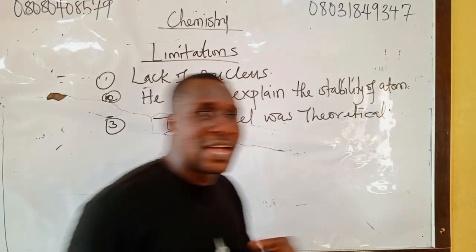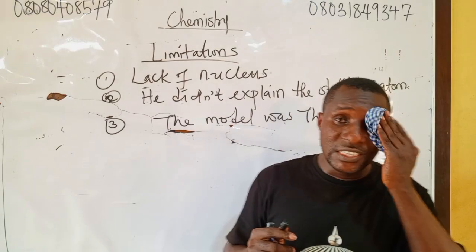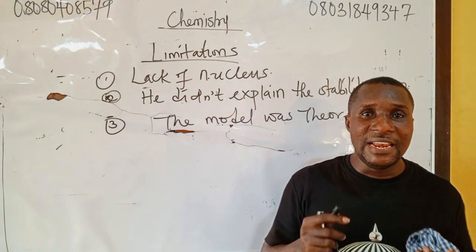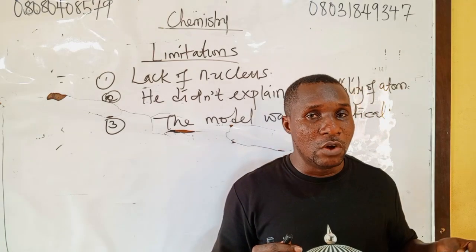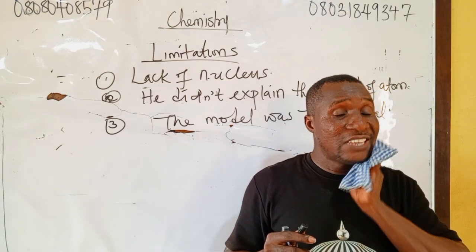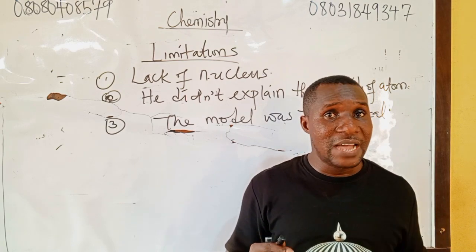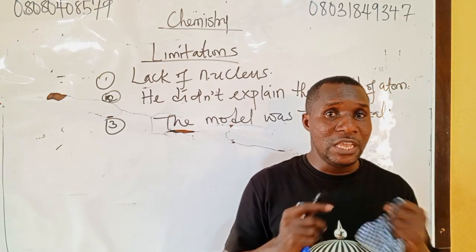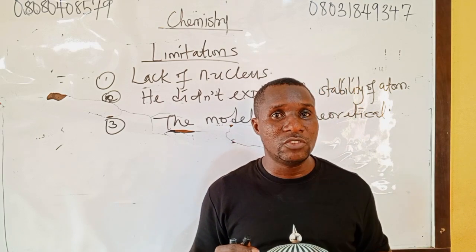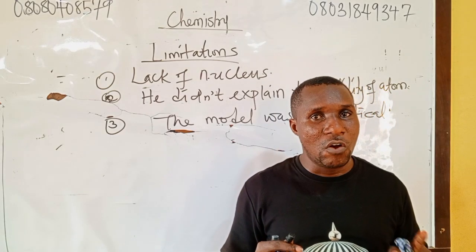But what is the significance of the J.J. Thompson atomic model? The significance is that he was able to discover the electron. And he proved John Dalton wrong, that there are subatomic particles. He was able to discover the electron, and he proved John Dalton wrong, that there is a subatomic particle called the electron.